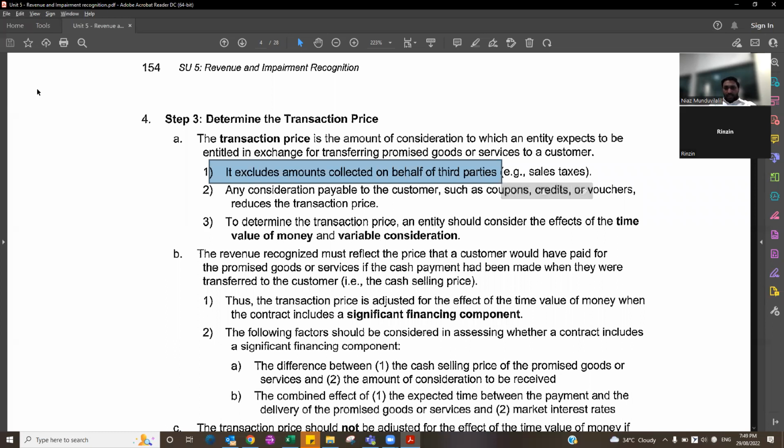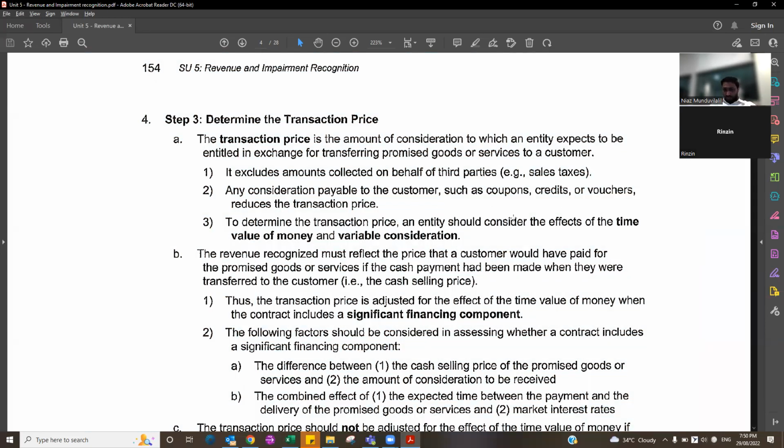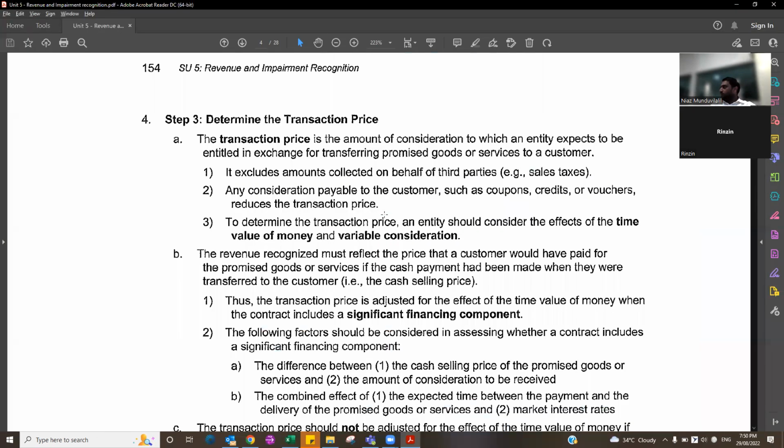Any consideration payable to the customer, such as coupons, credits, or vouchers, reduces the transaction price. Clear? For example, if you are giving a 10% discount, your sales should be only 900. Correct? All good for you?